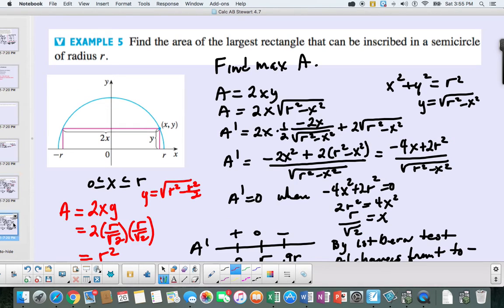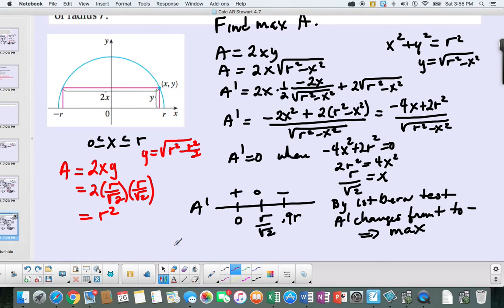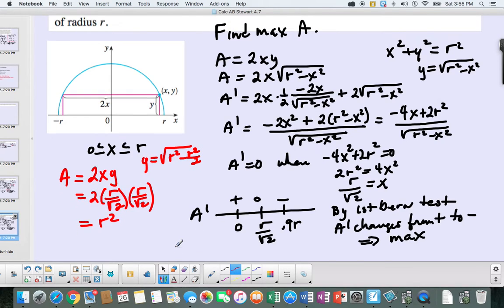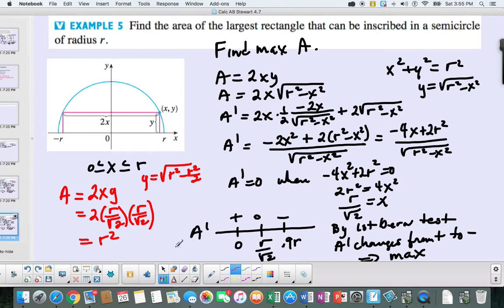Now to finish the problem, I need to go ahead and answer the question, which says to find the area of the largest rectangle. So here's the formula, 2xy, and I know that y is equal to the square root of r squared minus x squared, and now that I have an x value right here, I'm going to use this as my x value. I'm going to get r over root 2 for my y value, and then when I simplify, I'm going to get r squared.